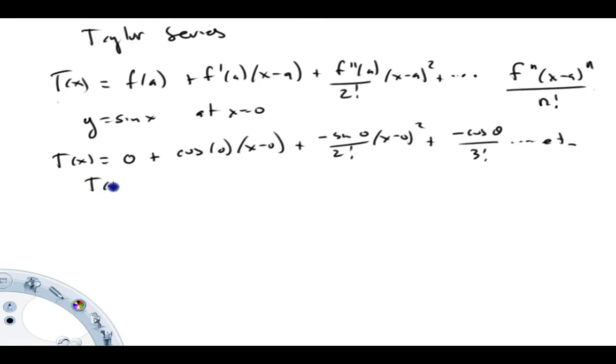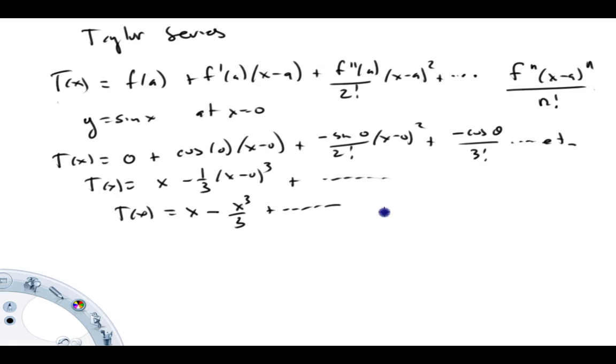So cleaning this up a little bit, sine of 0 is 0, cosine of 0 is 1, so the first term basically is just x. Sine of 0 is 0, so this entire term is gone. Cosine of 0 is 1, so we're going to have minus 1/3 times x minus 0 cubed, plus, and then it just keeps going forever. So our Taylor series expansion for sine x looks like x minus x to the third over 3 plus etc. And you need one or two more terms. I think that other term is going to be x to the fifth over 5 and so forth.